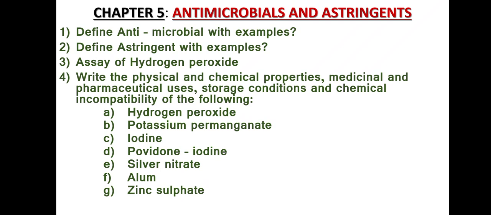Fourth question, write the physical and chemical properties, medicinal and pharmaceutical uses, storage conditions and chemical incompatibility of the following drugs. So first drug hydrogen peroxide, second drug potassium permanganate, third drug iodine, fourth drug povidone iodine, fifth drug silver nitrate, sixth drug alum and seventh drug zinc sulfate. So these are the 4 important questions in antimicrobials and astringents.